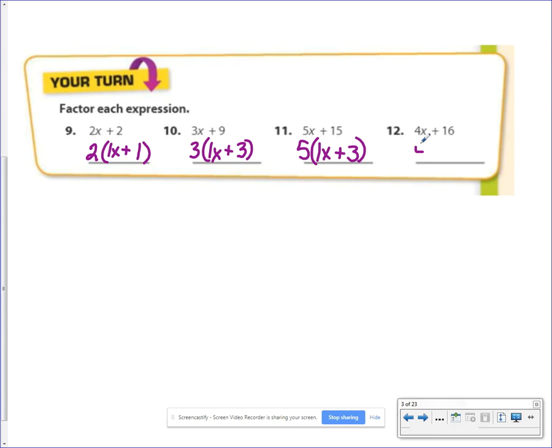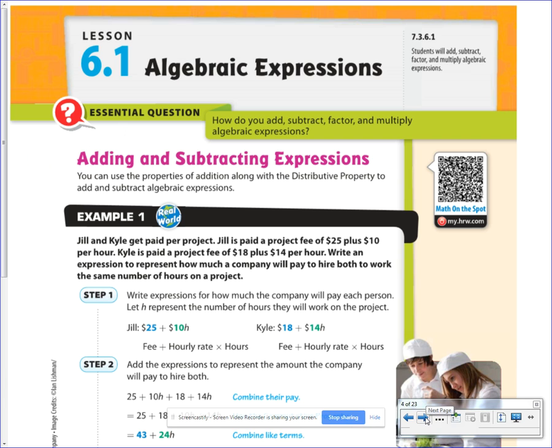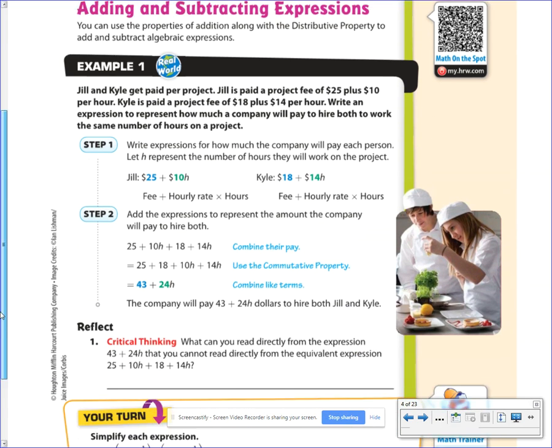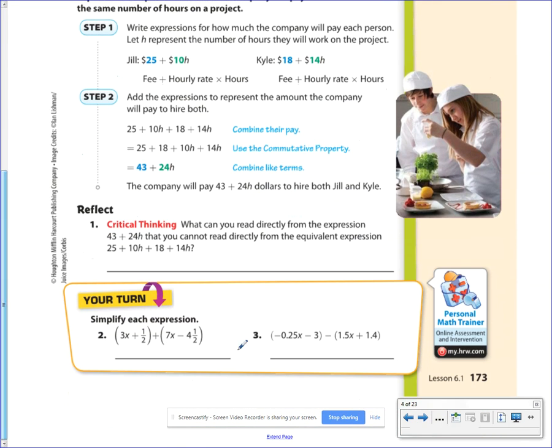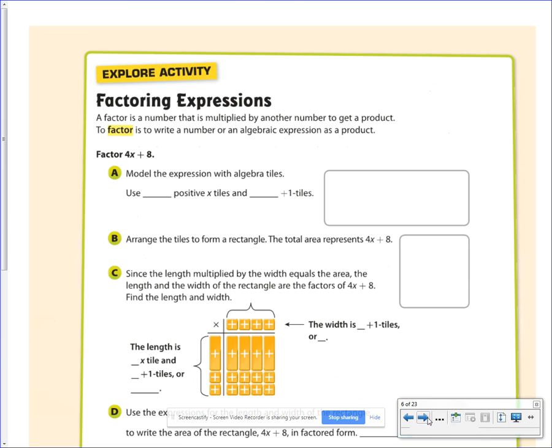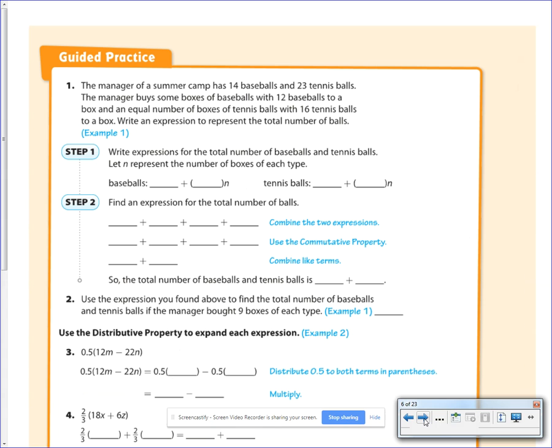Take a look at the next one. 4 and 16 share a factor of 4. That would leave me with a 1x and a 4. Ta-da! All right, let's take a peek here with what we have next. I'm not going to do those.